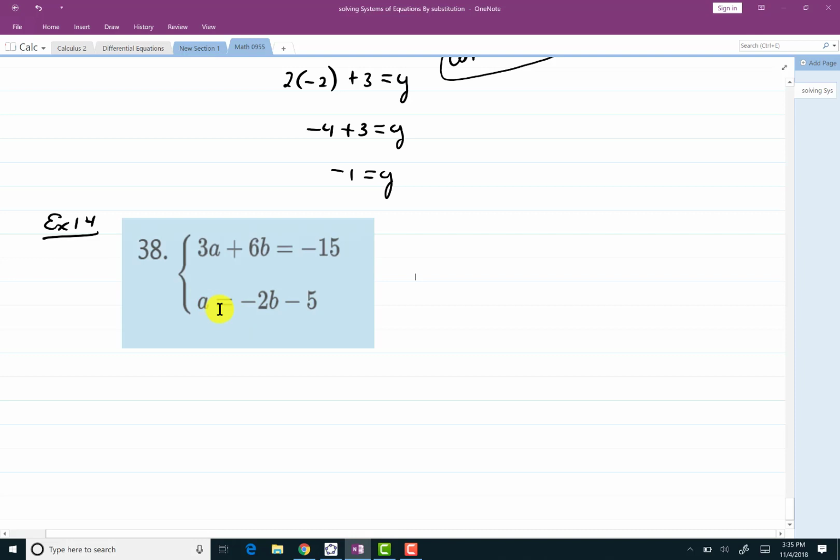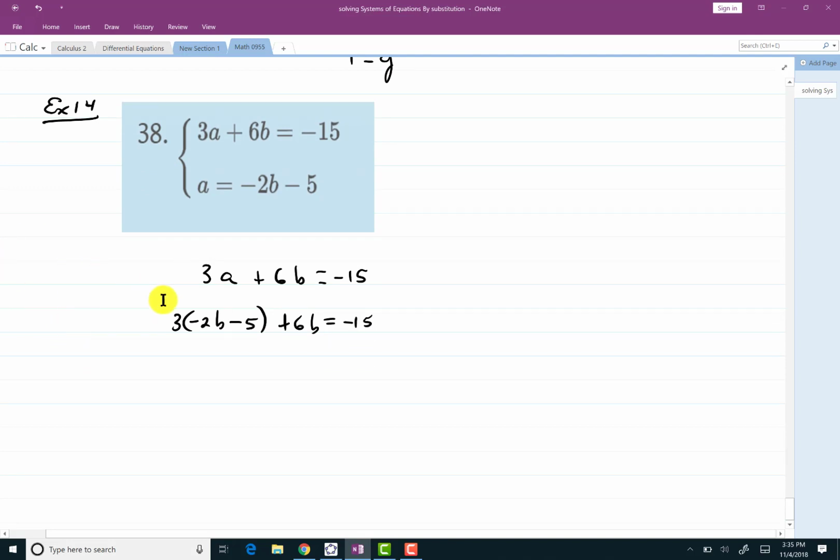Notice that the a is already solved for, so I'm going to take the a here and plug it into the a for the first equation. So the first equation, 3a plus 6b equals negative 15. I'll replace the a with negative 2b minus 5, so 3 times negative 2b minus 5 plus 6b equals negative 15. And let me go ahead and multiply through. I end up with negative 6b minus 15 plus 6b equals negative 15.